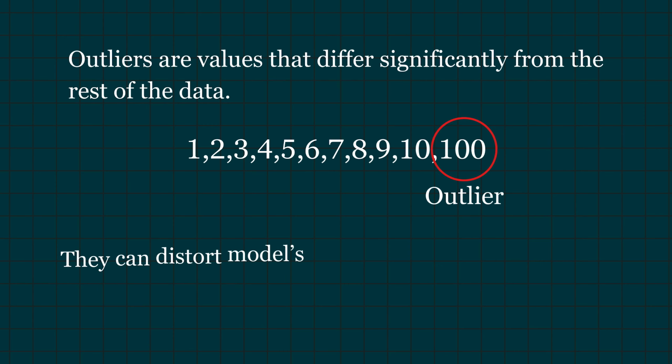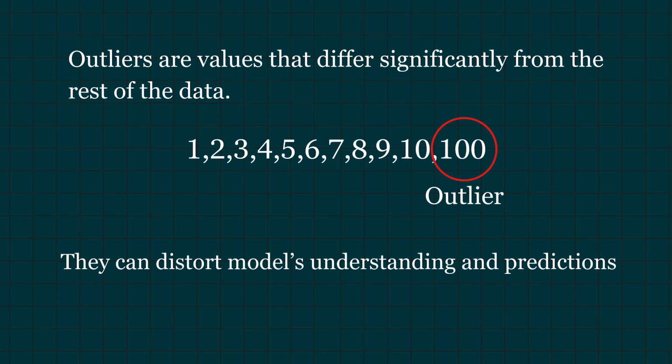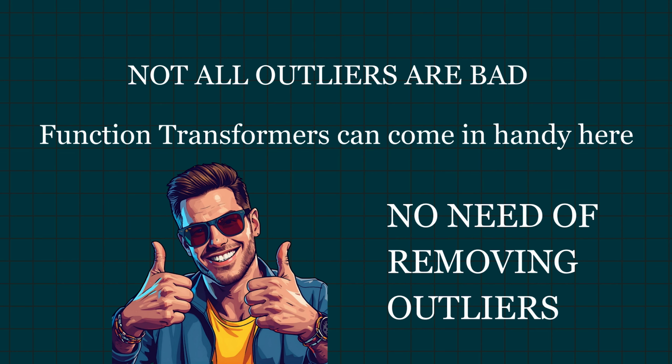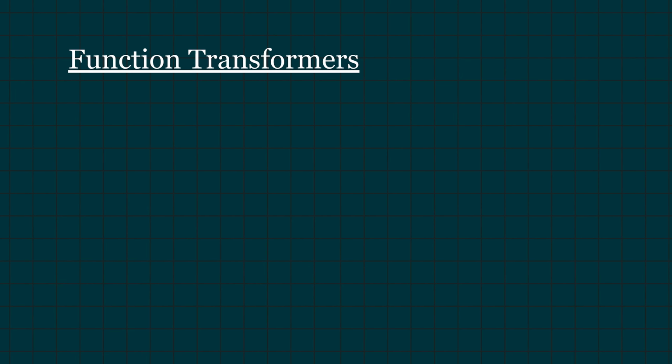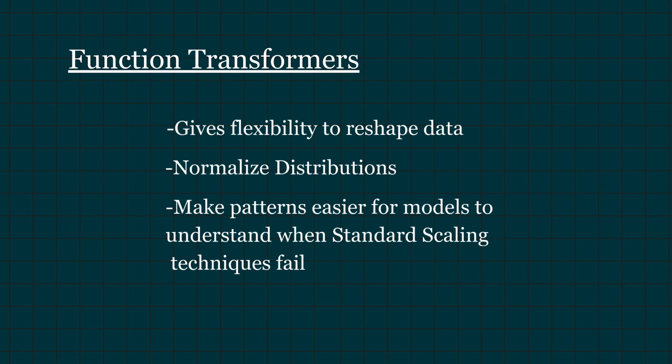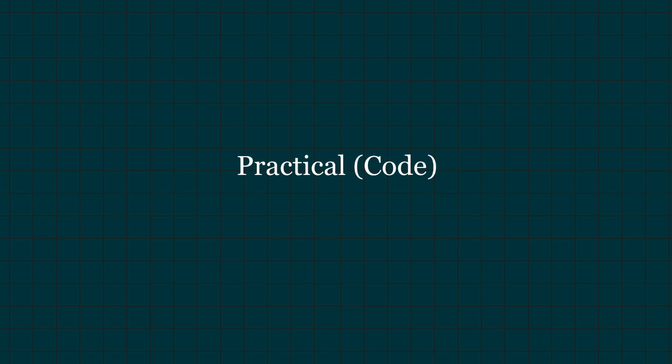Outliers can distort your model's understanding and predictions if not handled properly. Usually you might remove outliers, but sometimes these values are too important to ignore. In such cases, you can still use a function transformer to adjust the scale and patterns of your data without removing the outliers. In short, the function transformer gives us flexibility to reshape our data, normalize distributions, and make patterns easier for models to understand when standard scaling techniques don't work. If you got a clear understanding of the when and whys, let's cover the applied part now.